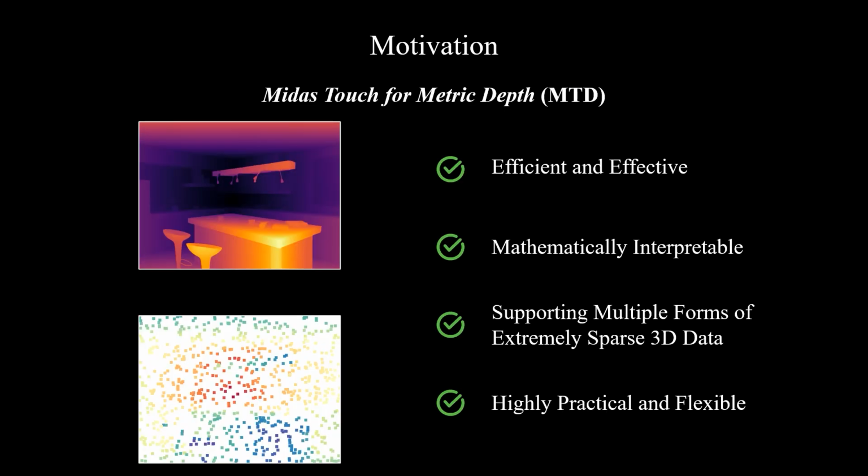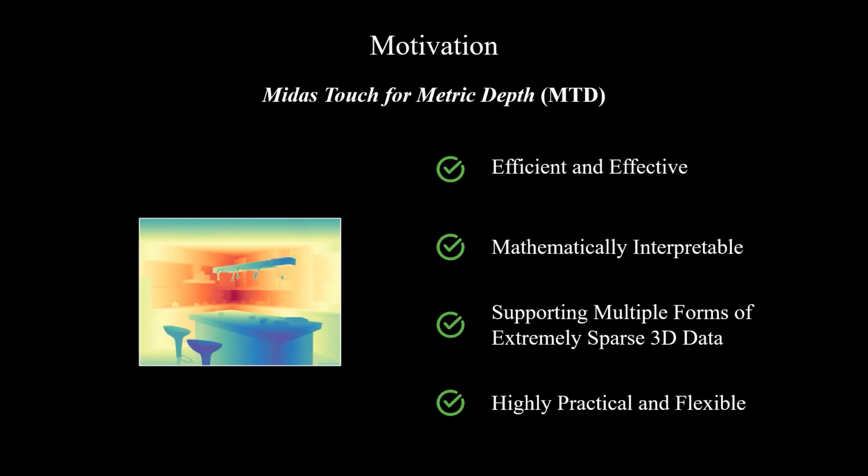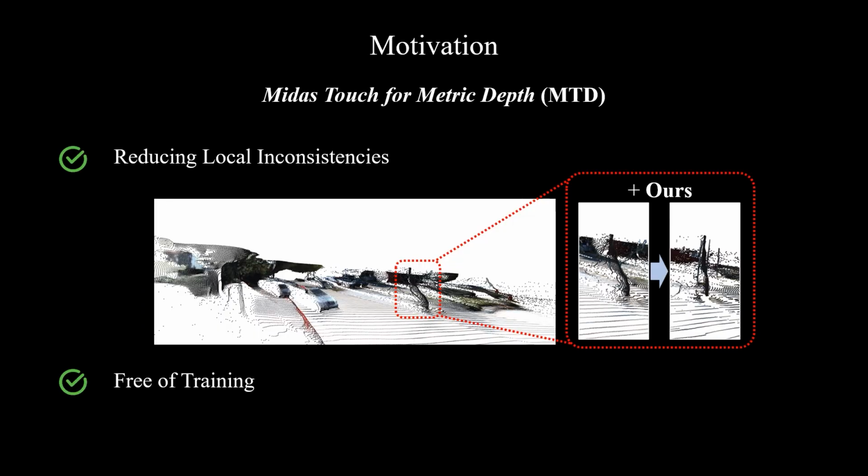To address these issues, we present Midas Touch for depth. It employs an efficient, effective, and universal paradigm for converting relative depth to metric depth. It is a mathematically interpretable approach and can handle different types of extremely sparse 3D data. It is highly practical and supports various downstream 3D modeling tasks. Compared to previous methods, our method can correct local inconsistencies and improve the depth quality, and requires no additional training.